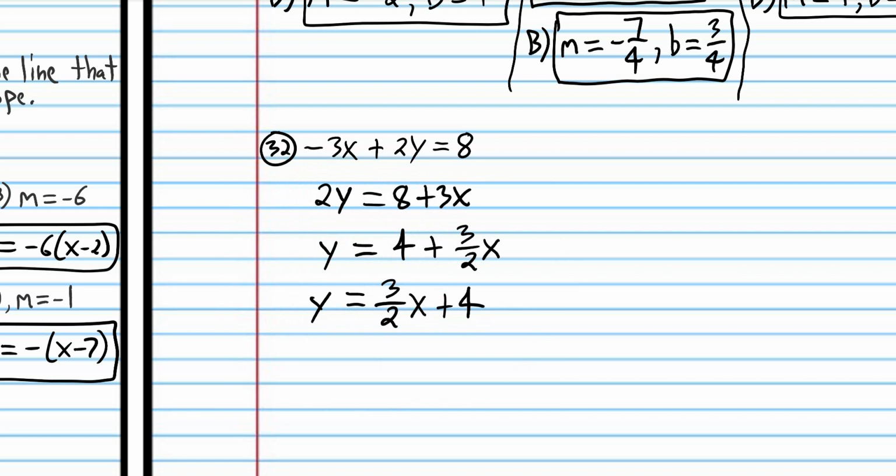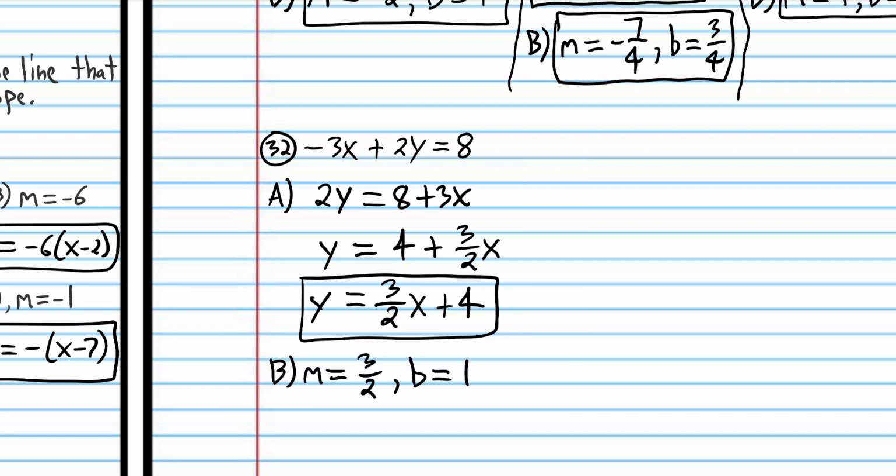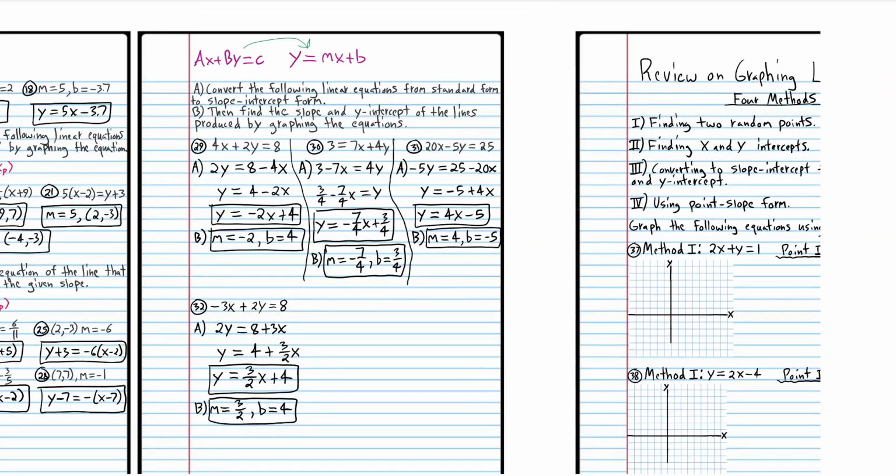So now we have slope-intercept form. That's part A, and we can easily identify the slope and the y-intercept. So if you got those answers, good job. All right, on to the next problems.